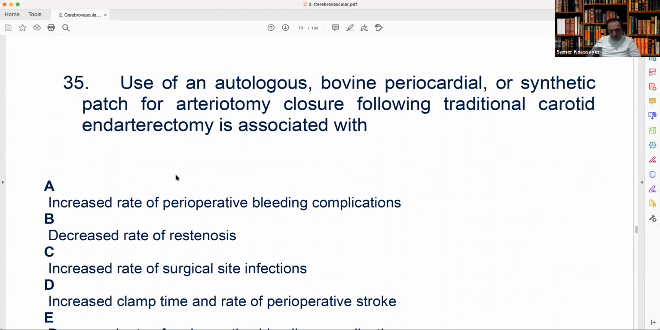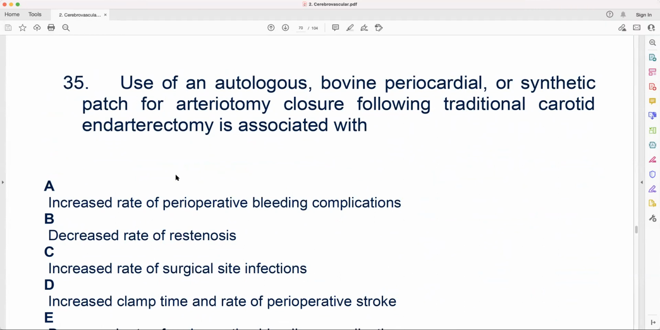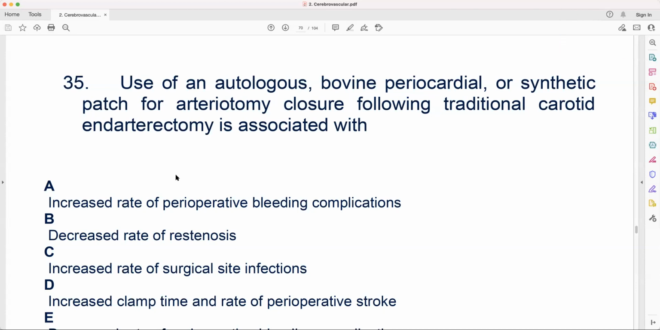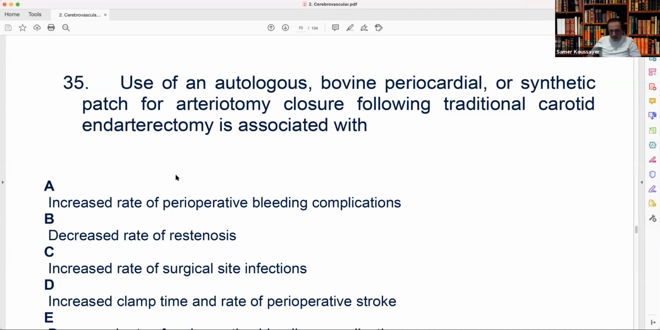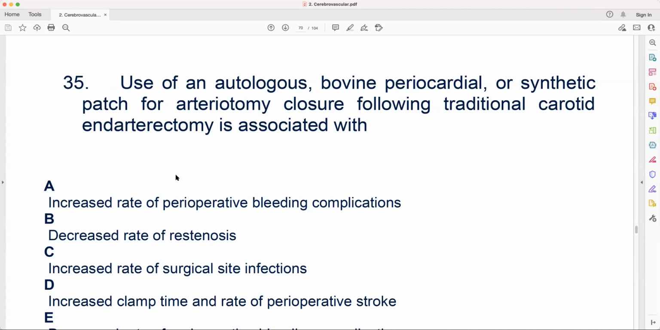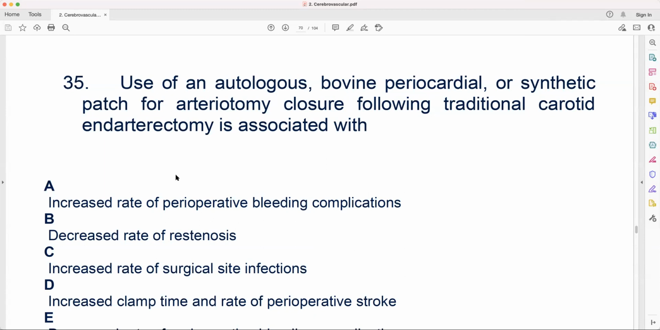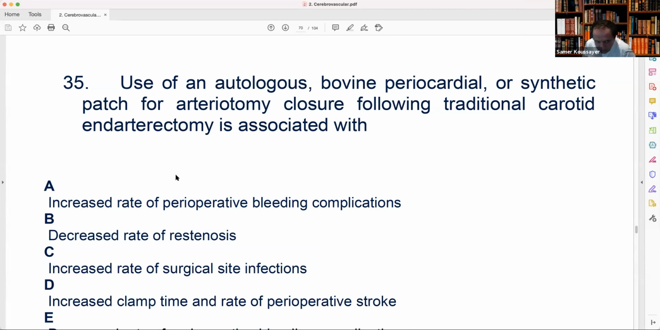Okay, they're talking about patch closure. Is it recommended or not recommended? For endarterectomy, yes, it is recommended. Why do we do it, even though primary closure is faster? What did the studies show? If you use a patch, what do you decrease? Restenosis. Correct. And what else? Some studies also showed decreased stroke rate. Yes, stroke rate and restenosis, but mainly it's restenosis.